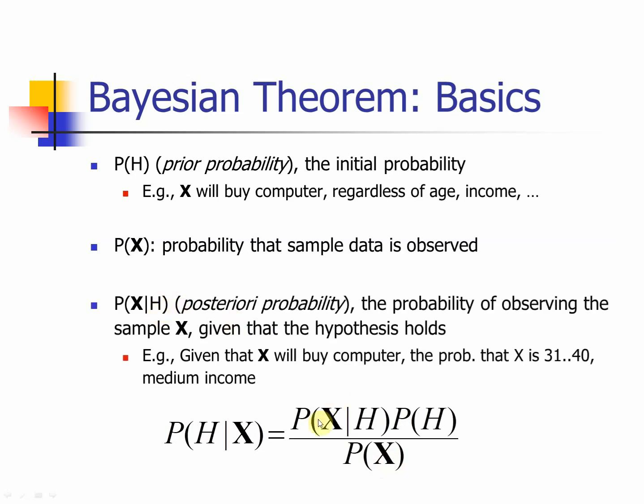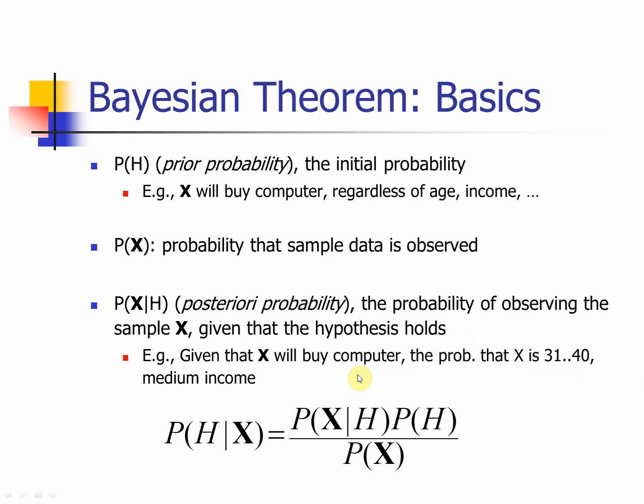Now, the most important thing is going to be in here. So this is P of X under the H condition. Based on the hypothesis, if the hypothesis is buying a computer, we want to see, based on this condition, what is the X that occurred? That's what we call a posterior probability: the probability of observing the sample X given the hypothesis holds. So that's saying, given the person will buy a computer, the probability of X being 31 to 40, medium income, etc.